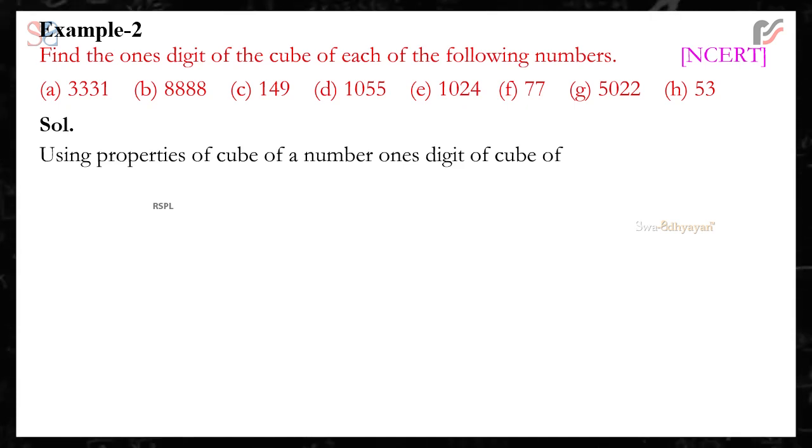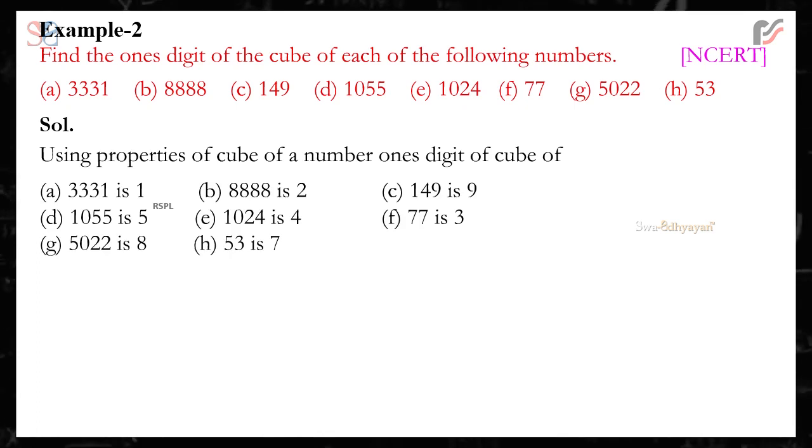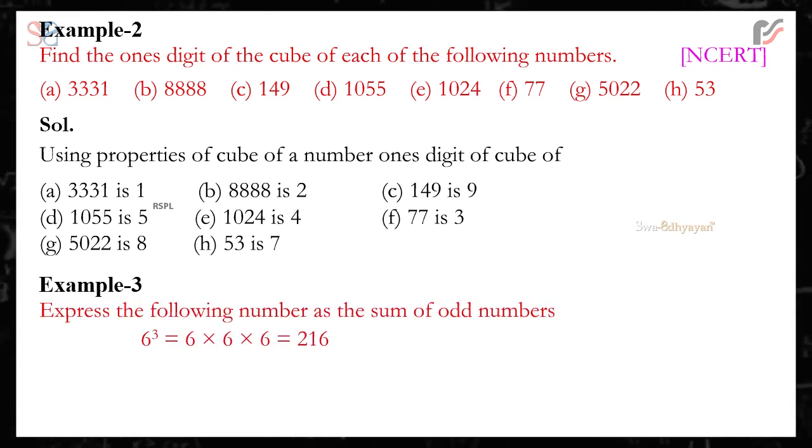Solution. Using properties of cube of a number, the ones digit of the cube of A. 3331 is 1. B. 8888 is 2. C. 149 is 9. D. 1055 is 5. E. 1024 is 4. F. 77 is 3. G. 5022 is 8. H. 53 is 7.